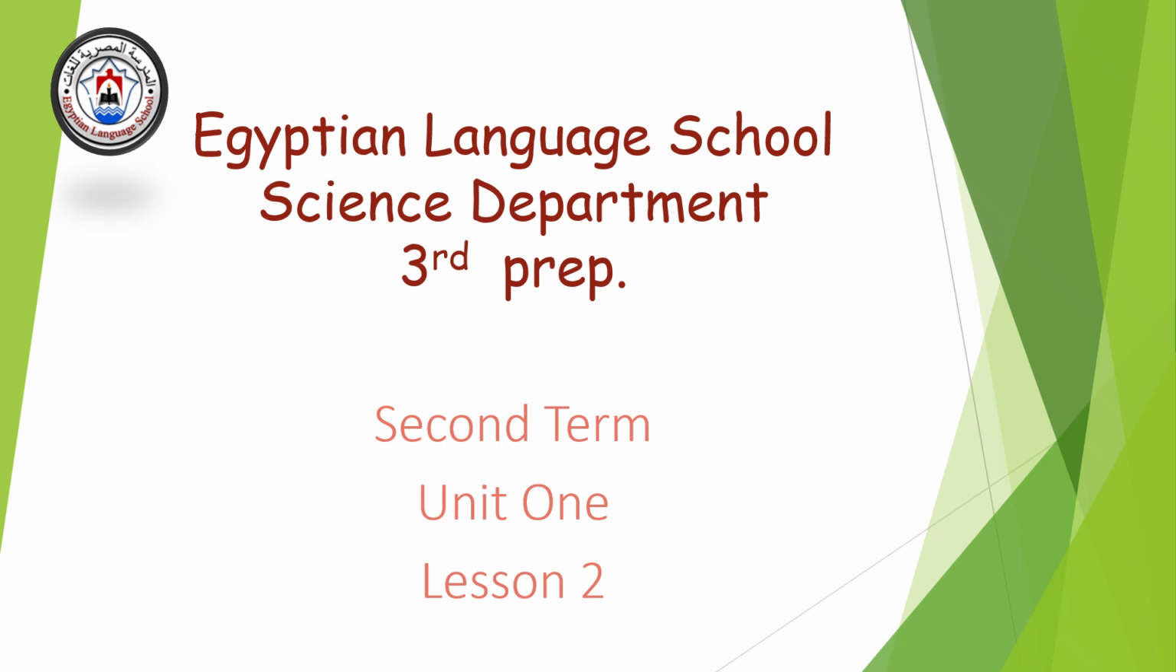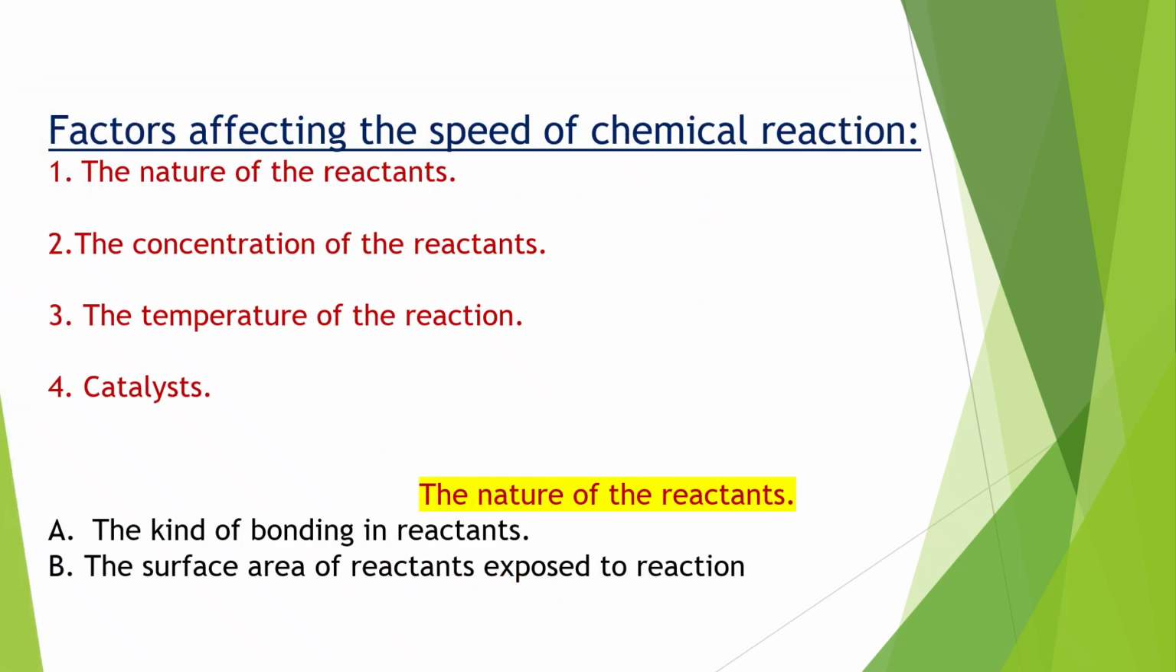My dear students, let me remind you that the rate of chemical reaction can be detected by the change in the concentration of reactants and products in unit time. Today we focus on the factors which may speed up the reaction or even slow it down.